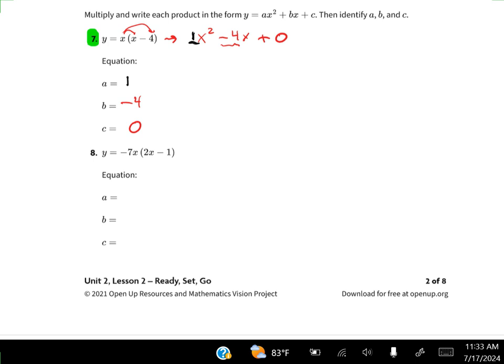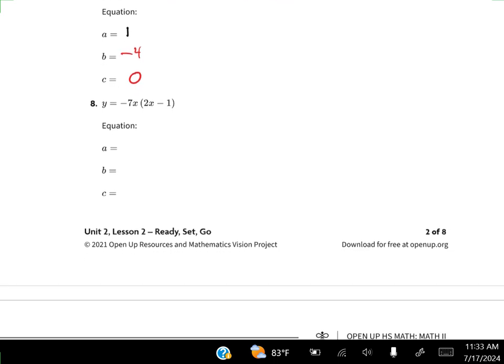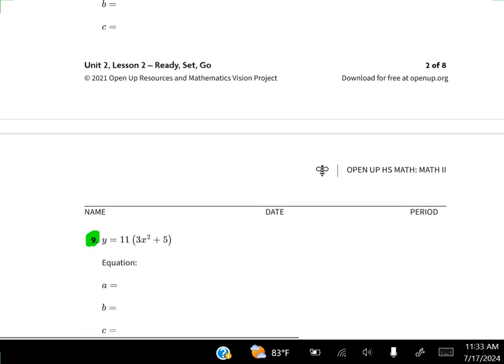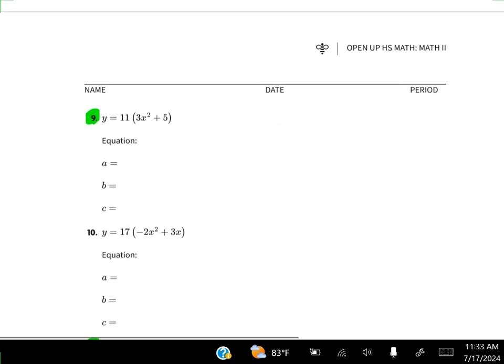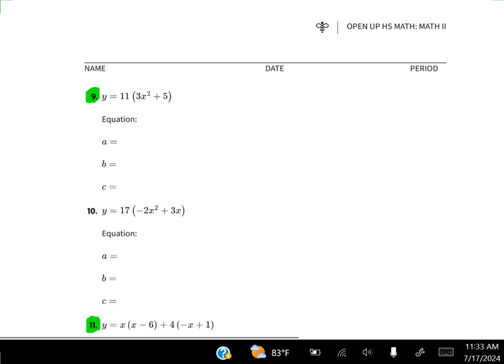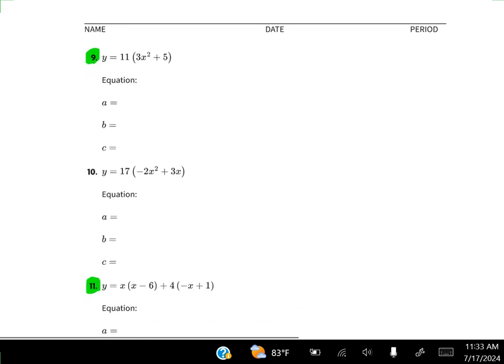Number 9, once again, this is a little bit more involved with the distribution. The numbers are a little bit higher. But we're going to handle this problem exactly the same way that we handled problem 7. So we're just going to distribute this 11. And that is going to give me 11 times 3x squared is 33x squared. 11 times 5 is 55.